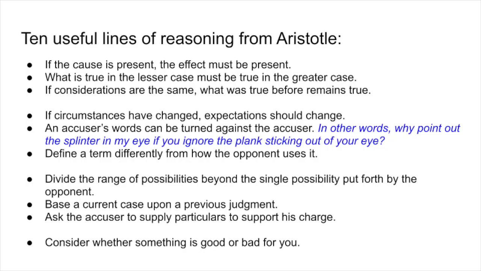In the 4th century BC, Aristotle, in his book The Rhetoric, identified 28 enthymemes. Some of them are used to make an argument, others are used to rebut or defend against an argument. We've already covered cause and effect, so we'll skip to the second bullet, which is one of my favorites, known as a fortiori. What is true in the lesser case must be true in the greater case, and vice versa. For example, if a little bit of exercise is good for your health, then a lot of exercise must be very good for your health.